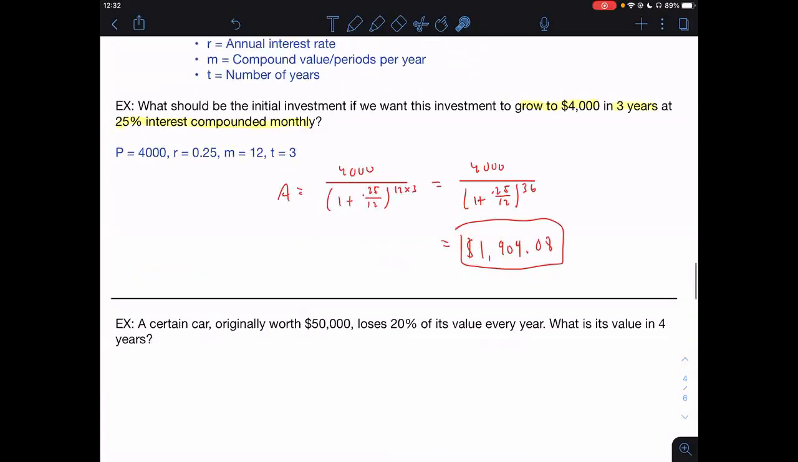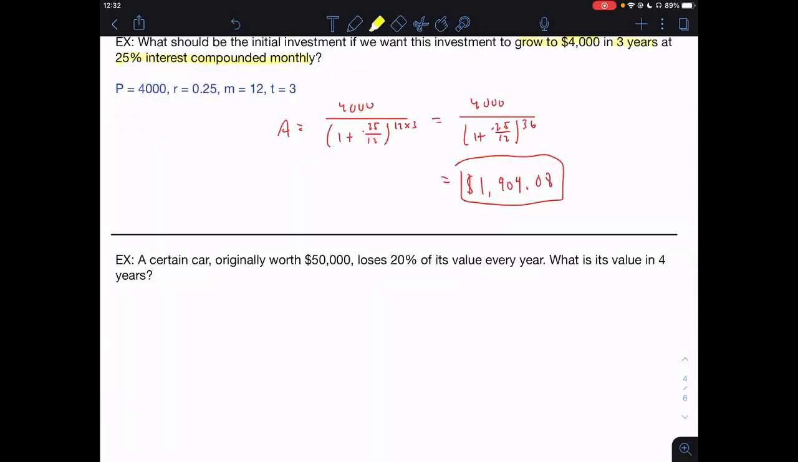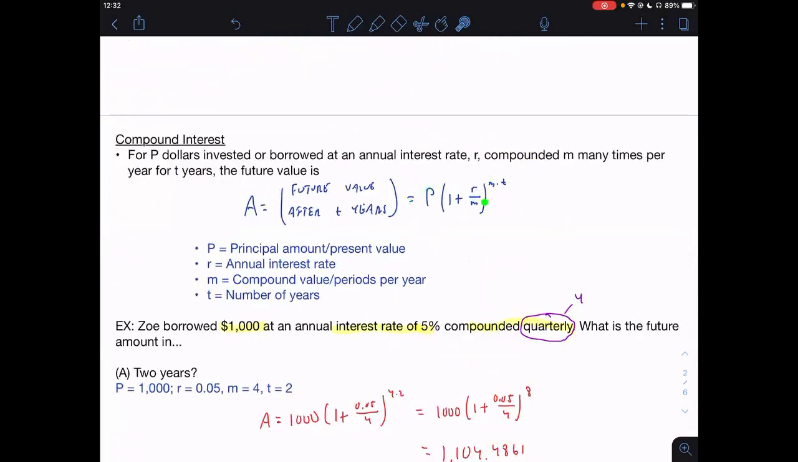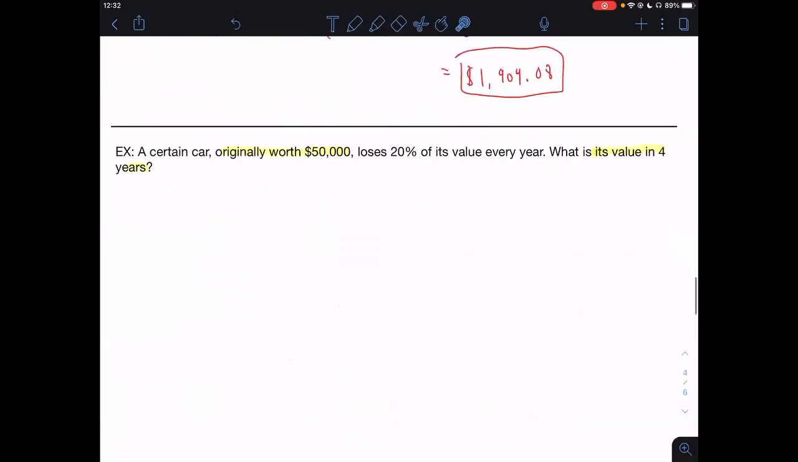Now, let's see what it tells us. It tells us right at the beginning that this car is originally worth $50,000, meaning that $50,000 is the initial amount, the initial principal. And we want to figure out the value of the car in 4 years, meaning we're trying to calculate a future amount. So you're going to be using the compound interest formula and calculating the future amount of a certain initial principal after T years. So 50,000 is our present amount, and we want to use that to find the future value.